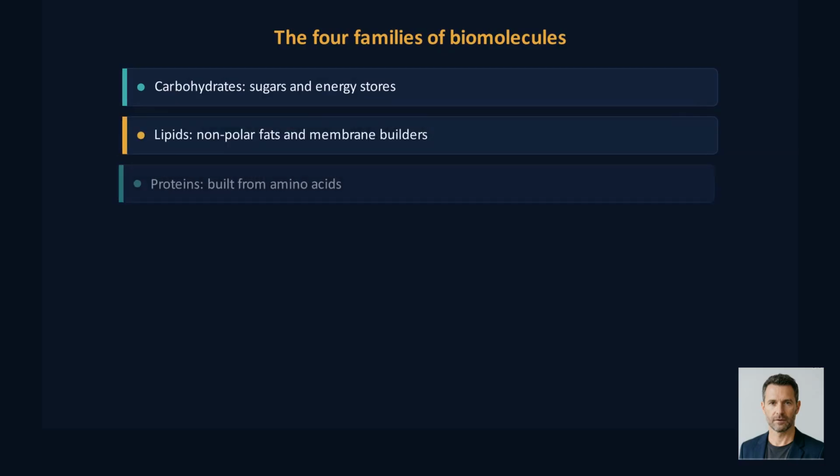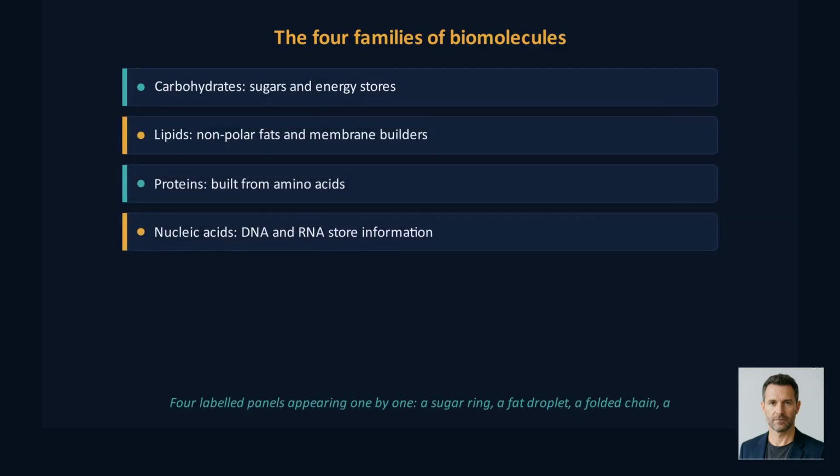Here is the cast of 4. First, carbohydrates, organic compounds of carbon, hydrogen and oxygen that act as sugars and energy stores. Second, lipids, nonpolar molecules made mainly of carbon, hydrogen and oxygen that include the fats and the building blocks of membranes. Third, proteins, which are built from smaller units called amino acids, the fundamental units of proteins. And fourth, the nucleic acids, DNA and RNA, the molecules that store and transmit genetic information.